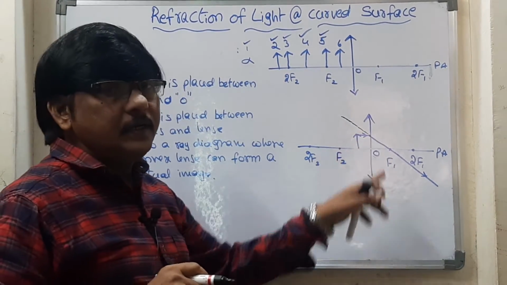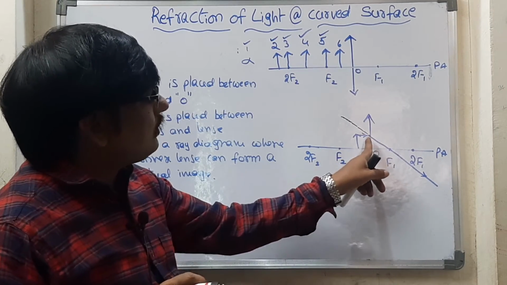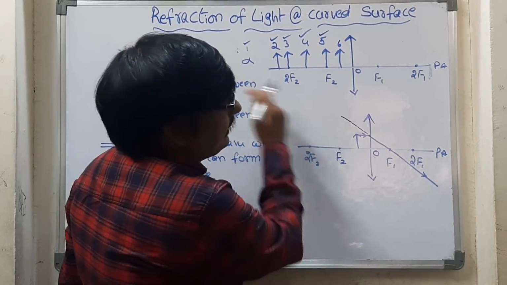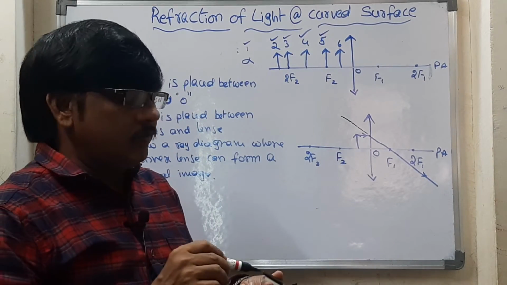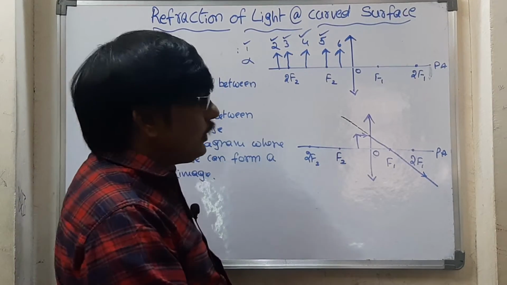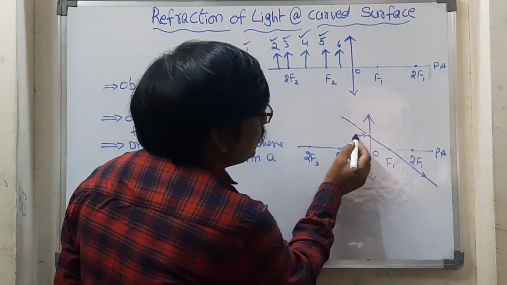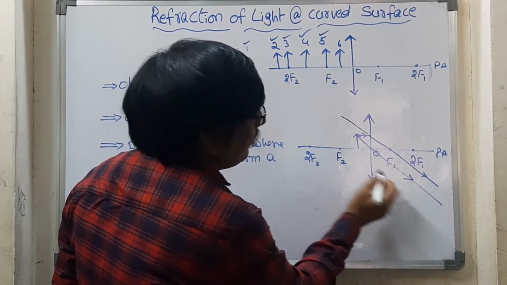Draw dotted lines from there, extending this one. If the ray is passing like this, it will be like this, that is the imagination. Okay, that we will take. And the next one: what is the second ray we have to take? The second ray passes through the focus. Okay, and it passes like this.